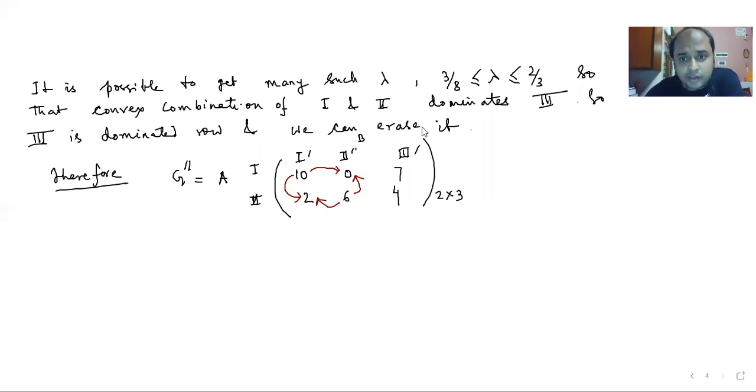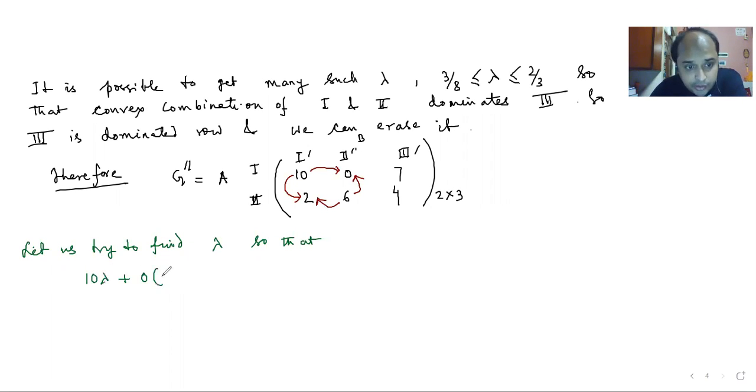Now again I am making things easier for you, because this has already been analyzed. I am going to check whether there is any lambda for which the convex combination of these two columns is dominated by the corresponding values of column 3 prime. So let us try to find lambda so that 10 lambda plus 0 into 1 minus lambda is less than or equal to 7, and 2 lambda plus 6 into 1 minus lambda is less than or equal to 4.